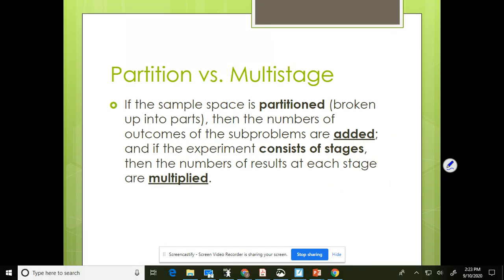So partition versus multi-stage. If a sample space is partitioned, in other words, it's broken up into parts, like the last one, we had 3 elements, 2 elements, 1 element, or 0 elements. All right, if that happens, then our outcomes we add. All right, if our experiment consists of stages, so we do one thing and then another thing, we multiply. All right. So that's something to keep in mind and think about. So if things are split up separately, we add them. If they're all kind of combined together in stages, multiply.